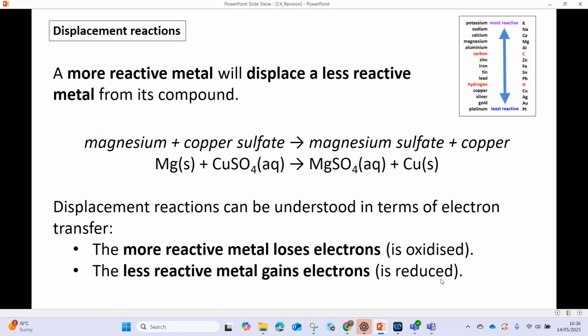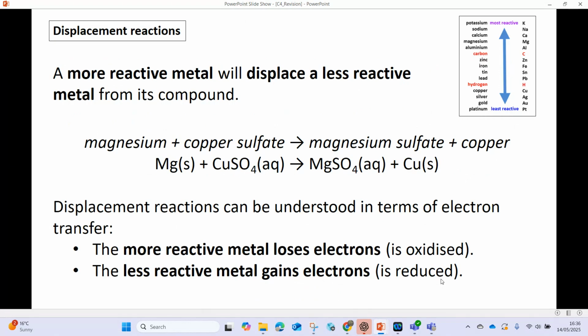When looking at reactivity of metals, you can also think about displacement reactions. And a displacement reaction is when a more reactive metal displaces or takes the place of a less reactive metal in its compound. So for example there, magnesium, if you look at the reactivity series in the right-hand corner, you see magnesium is higher up than copper. That means it's more reactive than copper. So if you put magnesium in a copper sulfate solution, the magnesium will take the place of the copper. That will form magnesium sulfate, and the copper will be left on its own.